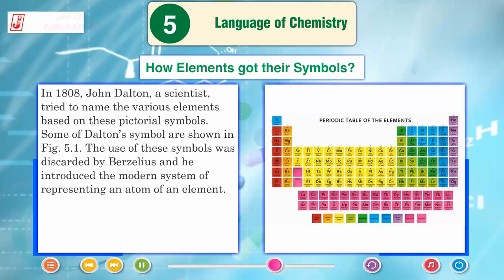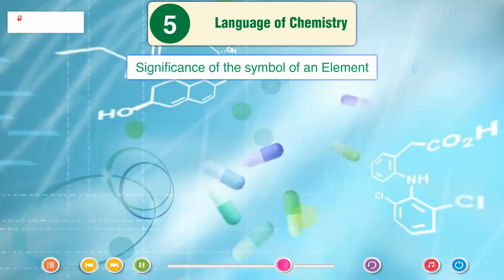In 1808, John Dalton, a scientist, tried to name the various elements based on pictorial symbols. Some of Dalton's symbols are shown in figure 5.1. The use of these symbols was discarded by Berzelius, who introduced the modern system of representing an atom of an element. Significance of the symbol of an element.